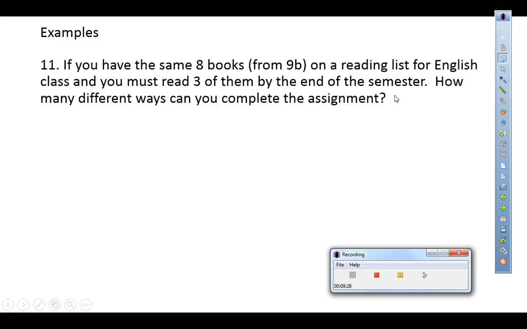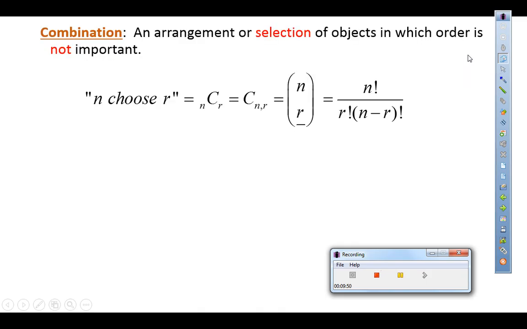So looking back at 9b, it says how many of those books on your reading list for English class. You must read 3 of them. How many ways can you complete that assignment? It doesn't matter which books you read, as long as you read 3 of them. This is what we call a combination. A combination is an arrangement or selection of objects in which order is not important. So permutation, order matters. Combination, order does not matter.